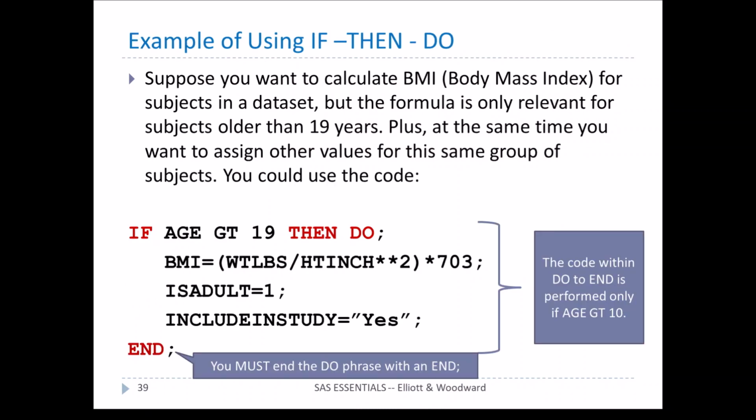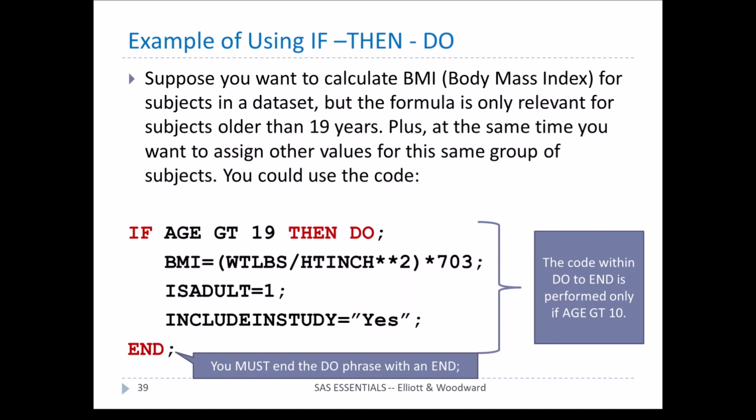Here's an example of that. If age is greater than 19, then do. So a lot of times when you're calculating BMI, you calculate it differently for different ages. So in this case, if people are less than 19 years or greater than 19 years old, the BMI calculation is the weight in pounds divided by the height in inches squared times 703. And we also are going to classify that at the same time. That's an adult, and we're going to include them in the study, yes.